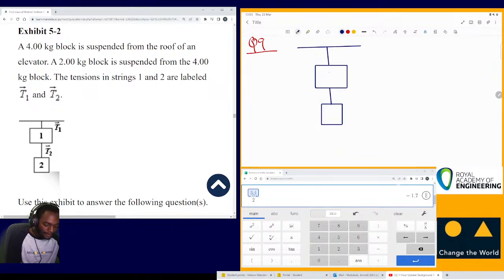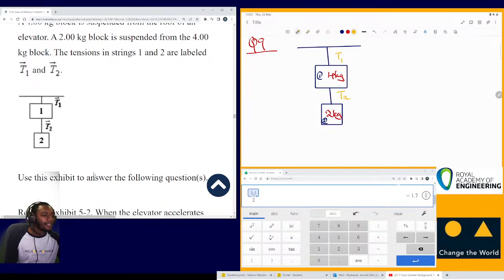So this is 1, and this one is 4 kilograms, and this one is 2 kilograms, and this is the second one. And we have got tension T1 there, and we've got tension T2 here.